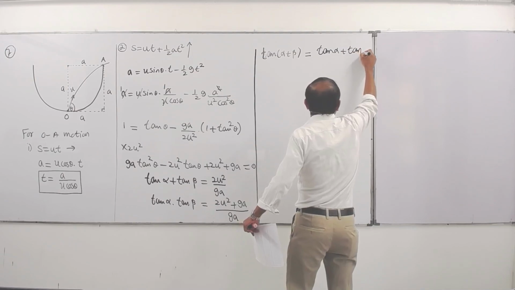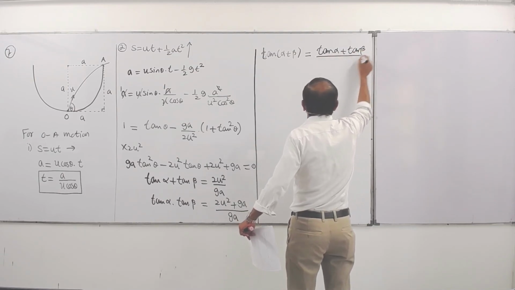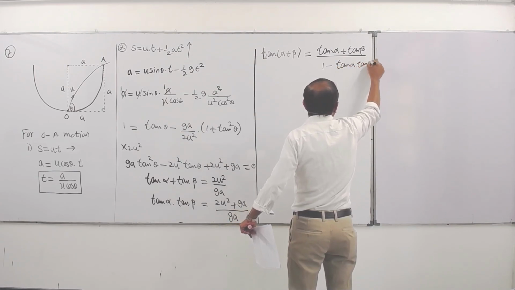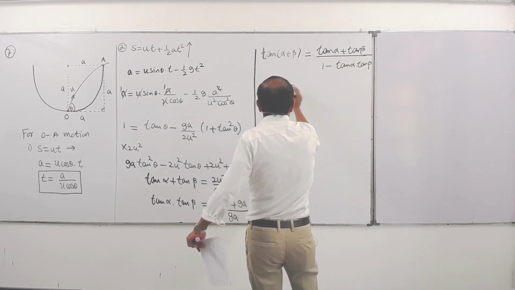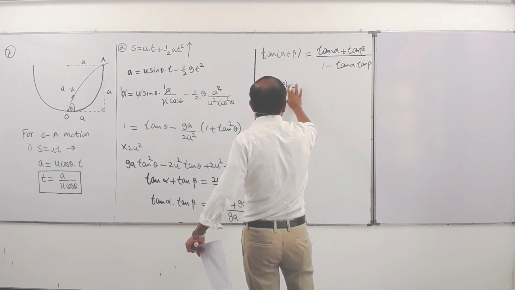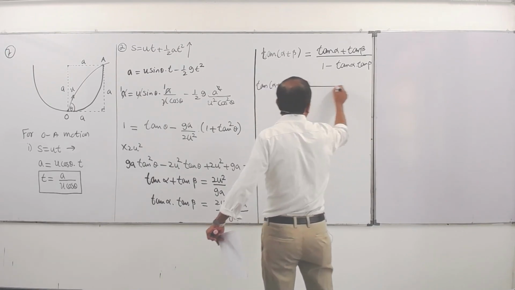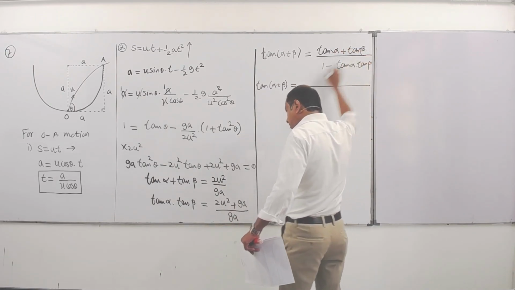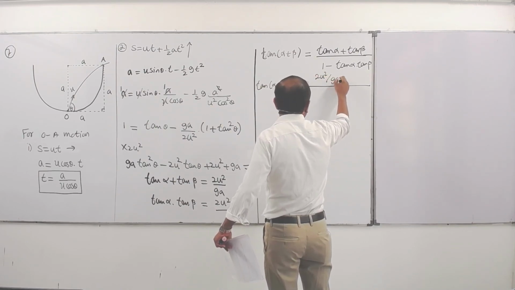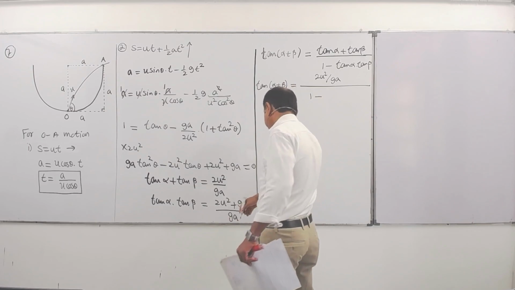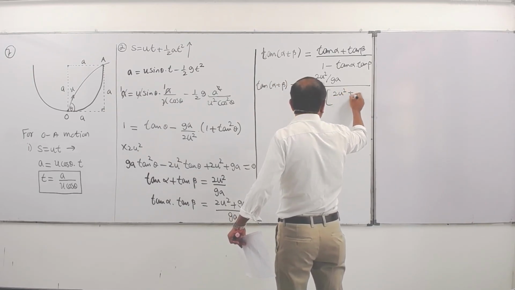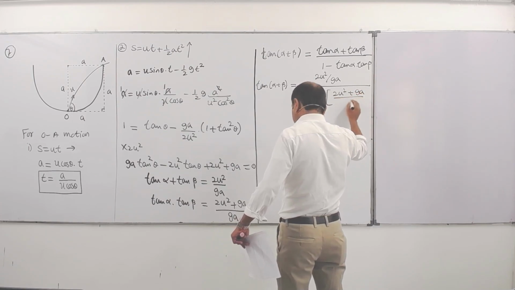Tan beta over 1 minus tan... right. On the left hand side we have tan alpha plus beta equals tan alpha plus tan beta, which is 2u squared over Ga, divided by 1 minus this, 2u squared plus Ga divided by Ga.